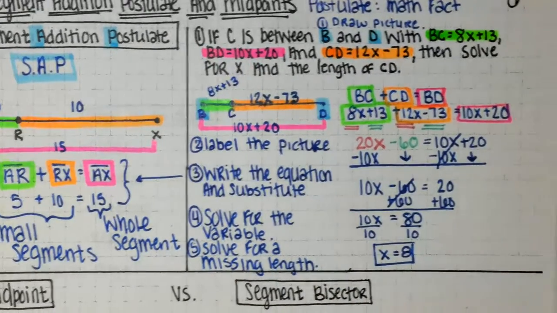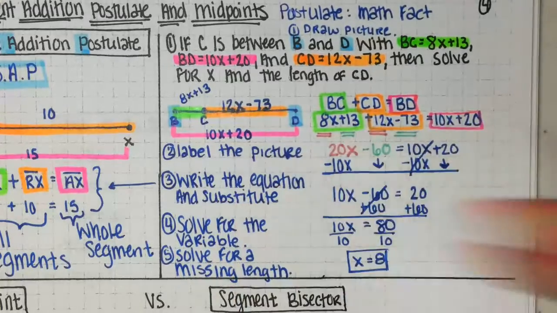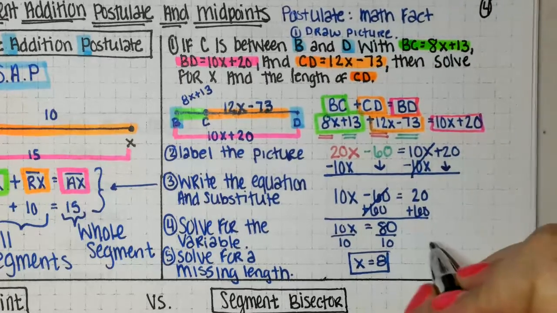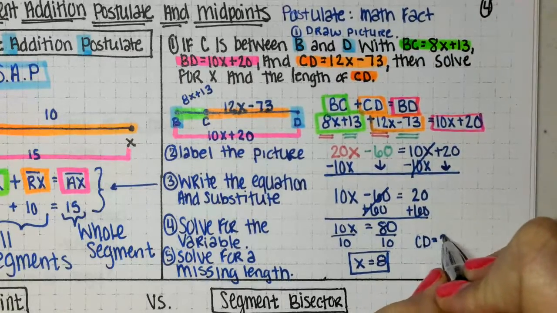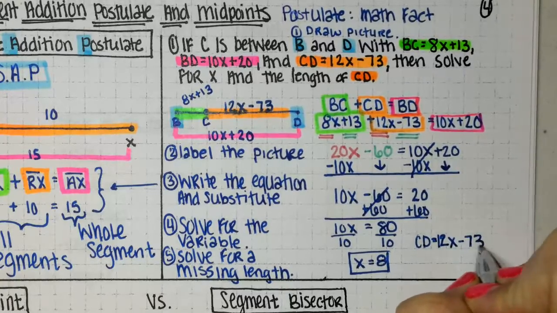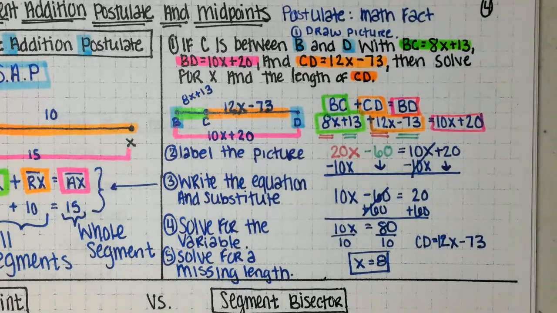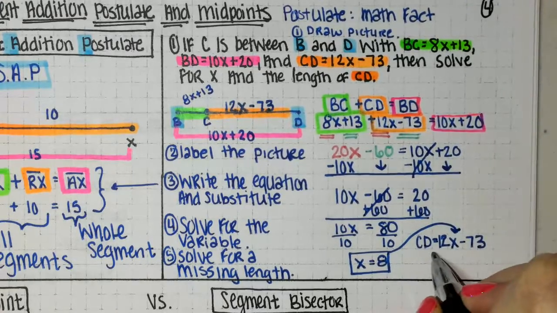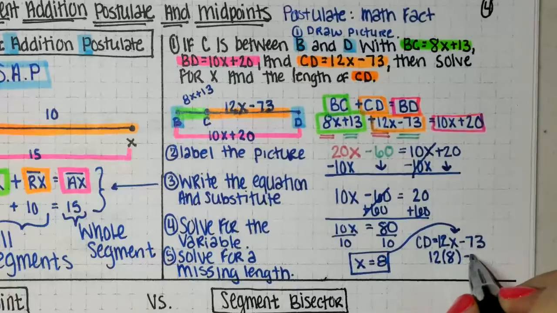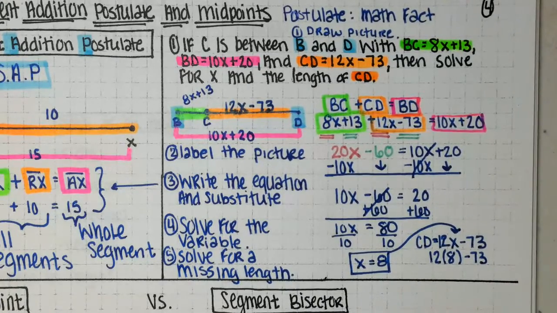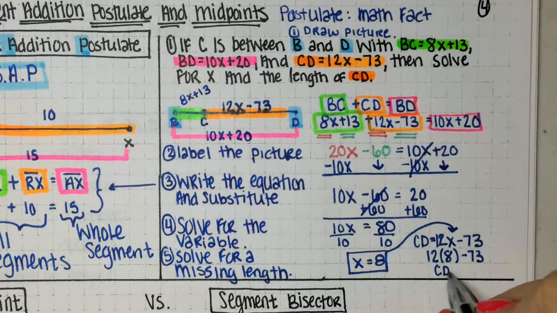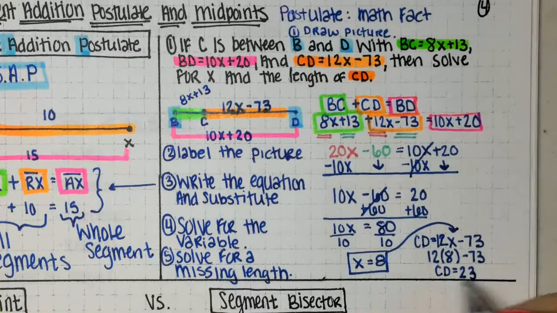So to solve for that value of CD, we're going to take CD's equation. Okay, so we're solving for CD. Its equation is 12x minus 73. So CD is equal to 12x minus 73. That's not a final answer. We have to solve for the value of x. Notice here how x's value is 8. So we're going to take it and plug it in. And this becomes 12 times 8 minus 73. So 12 times 8 minus 73 is equal to 23. So the length of CD is 23.